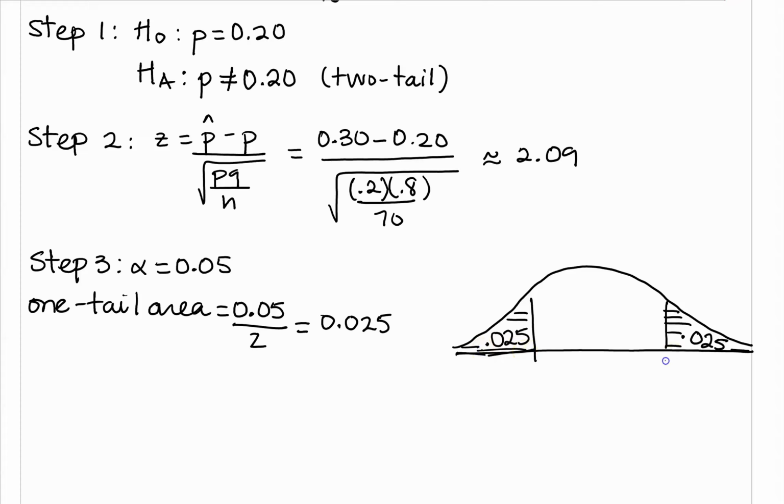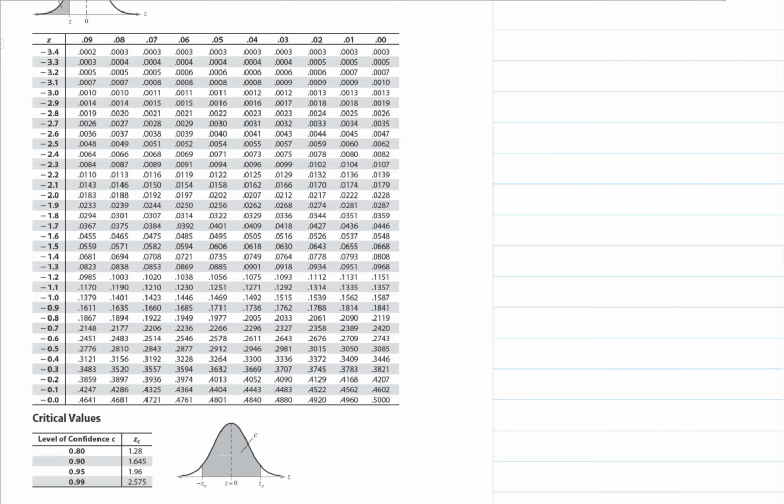We will head over to our statistics table. We are looking for the z-value. We use the standard normal distribution table for a single population proportion test. So I'm looking for the z-value that has the closest area to 0.025. So looking for 0.025, that's right here. That is negative 1.96. So negative 1.96.